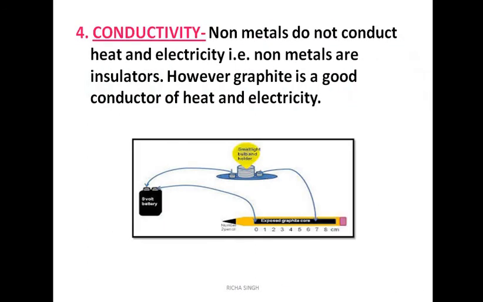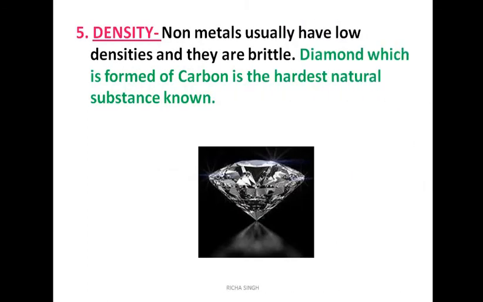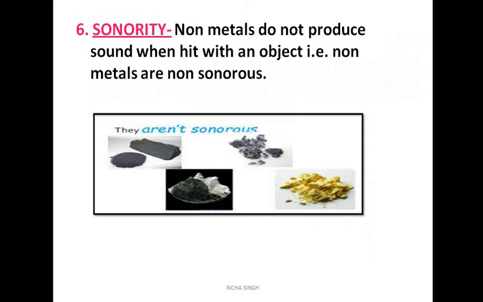Conductivity. Non-metals are non-conductors of heat and electricity, or you can say they are insulators. But graphite is a good conductor of electricity, and graphite is an allotrope of carbon. So it is an exception. Density. Non-metals usually have low densities and they are brittle. But there is an exception: diamond, which is a form of carbon, is the hardest natural substance known to us. Being a non-metal, it is very dense in nature.